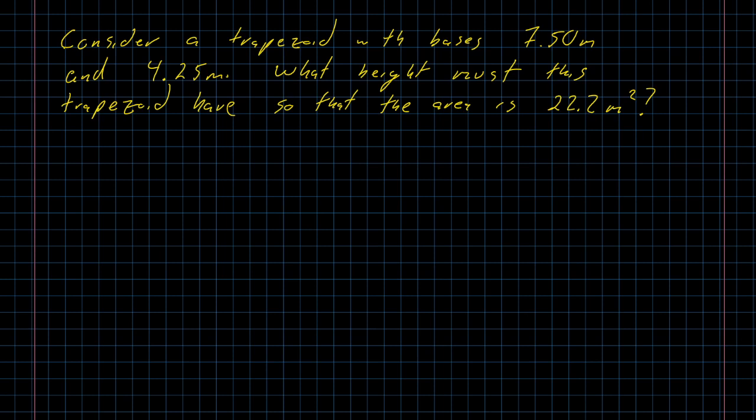Consider a trapezoid with bases measuring 7.50 meters and 4.25 meters. What height must this trapezoid have so that the area is 22.2 square meters? So what we're saying here is that we have the top and bottom established, and we're going to connect the top and bottom. We just don't know how far apart they are going to be.